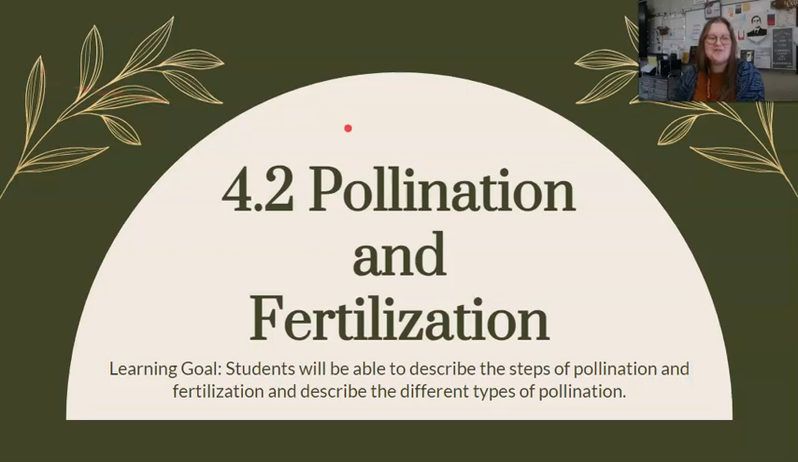All right, welcome to our second lesson for section 2. We are still talking about plant reproduction. In this lesson, we're specifically going to talk about pollination and then fertilization. The learning goal here is that you will be able to describe the steps of pollination and fertilization, and describe the different types of pollination that there are.